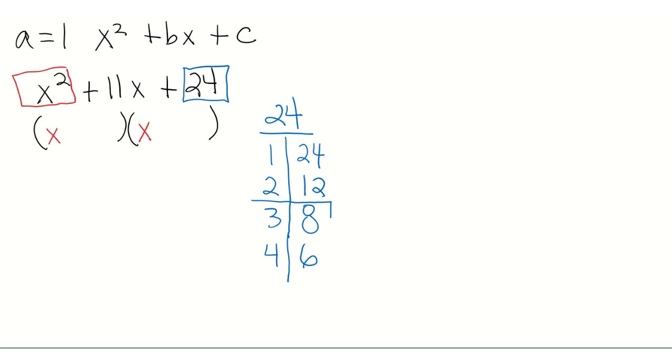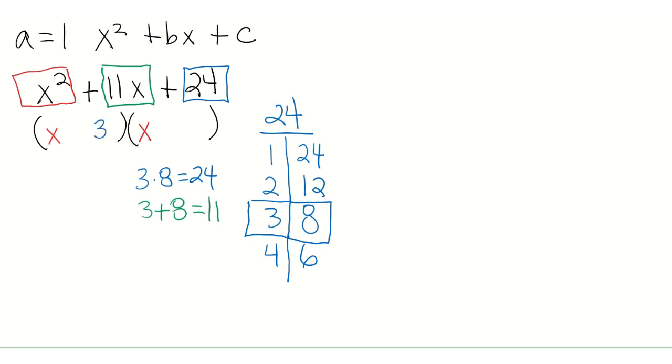And I see that my 3 times 8 is going to do that. So 3 times 8 equals 24. And 3 plus 8 equals 11. And this is what I need, my 11. So that tells me I'm going to put my 3 and my 8 as my constants.